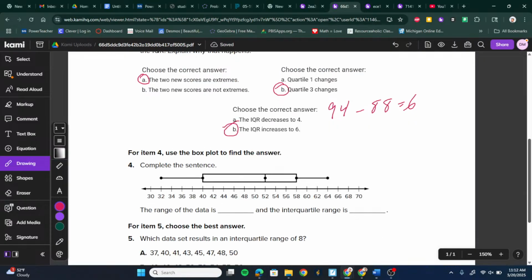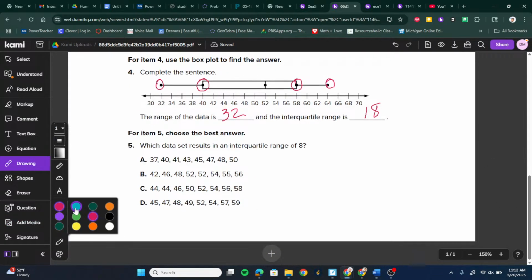Going down here, the range is not the range of the grid. It's how far 64 is from 32. 64 minus 32 is 32. And the IQR is how far it is from 58 to 40, which is 18.